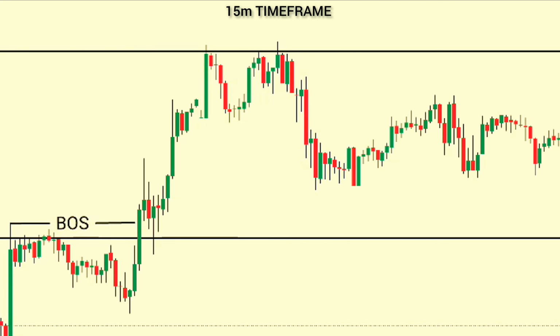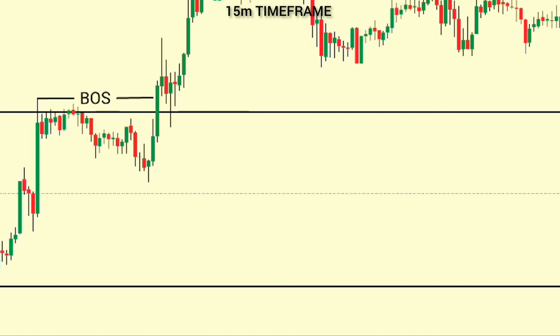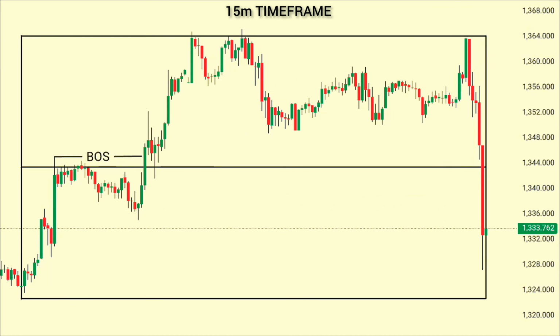This high becomes premium, and this low becomes discount. Smart traders do not buy in premium. They wait for price to come back into discount, because that is where better entries are formed.